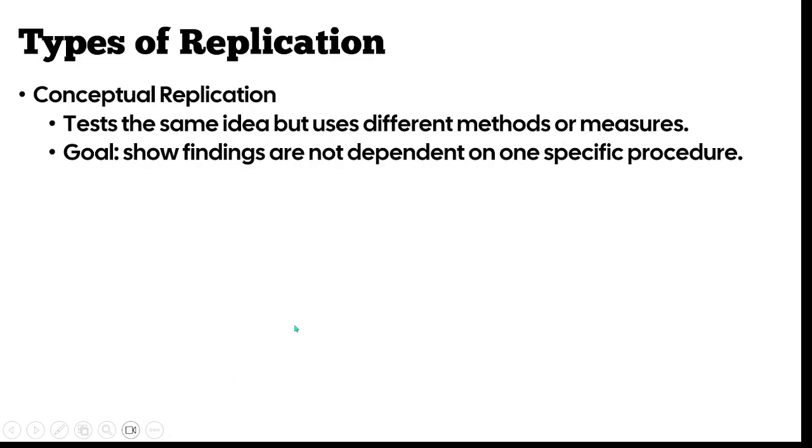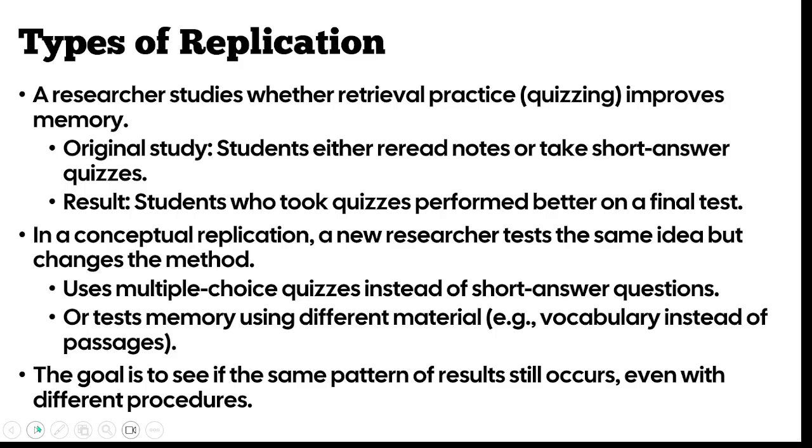The second kind of replication that we're going to discuss is something called conceptual replication. In conceptual replication, we're testing the same idea, but we're going to use different methods or measures to get at the meat of the problem. So the goal here is to show that our findings aren't dependent on that one specific procedure.